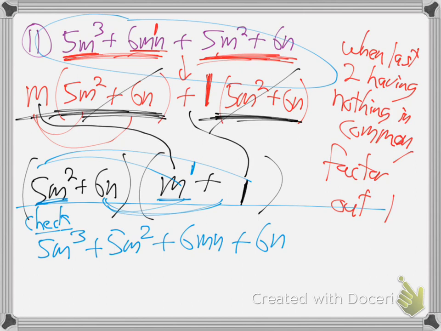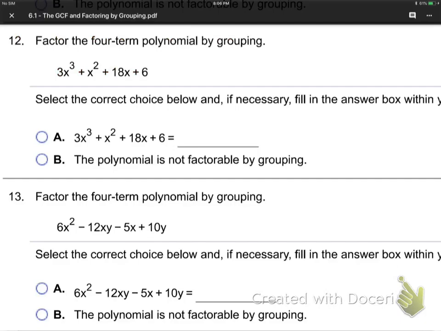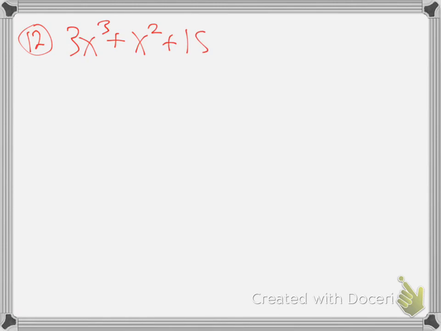Make sense? What we're doing is unmultiplying things. Factoring. Super useful in higher math, used in all kinds of science. All right. Questions on that one? Let me write it a little bigger here. So number 12, 3x cubed plus x squared plus 18x plus 6. All right, try that one.